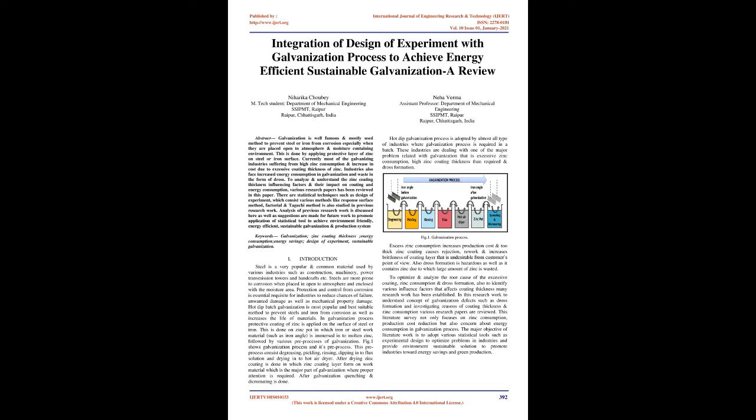After drying, zinc coating is done, in which a zinc coating layer forms on the work material. This is the major part of galvanization where proper attention is required. After galvanization, quenching and dichromating is done.